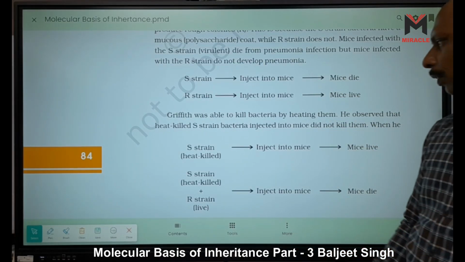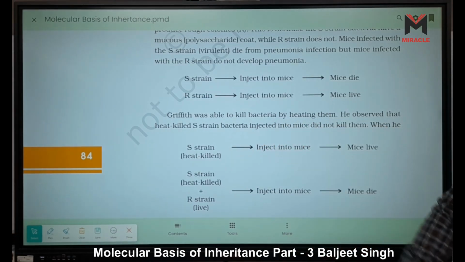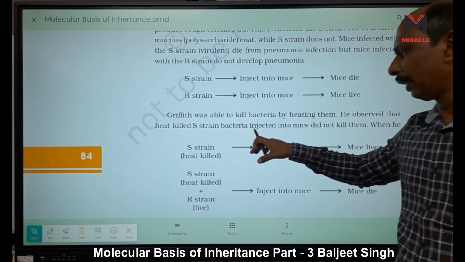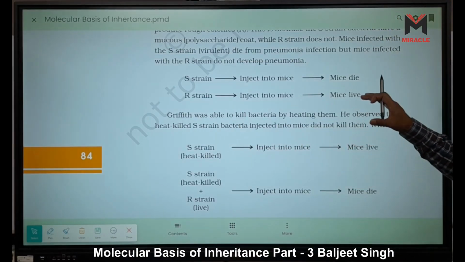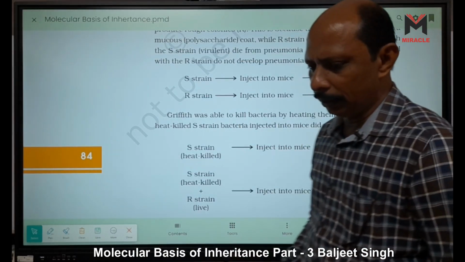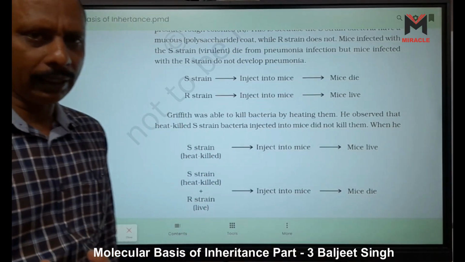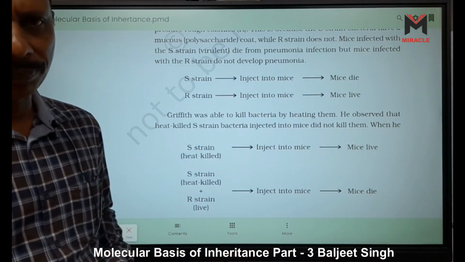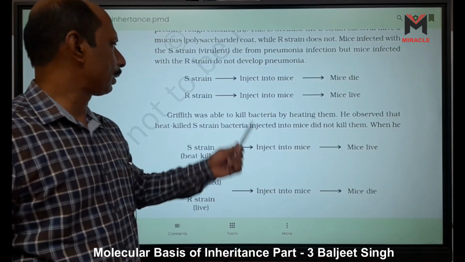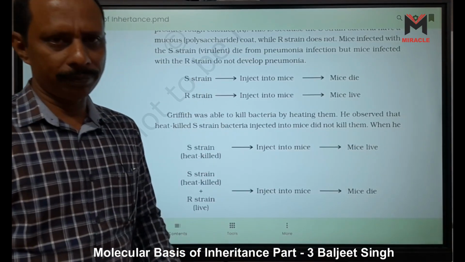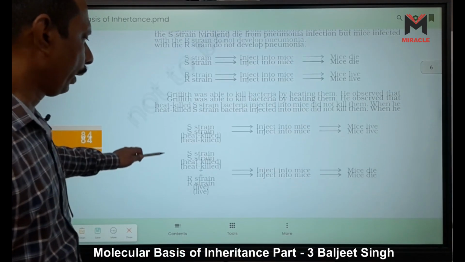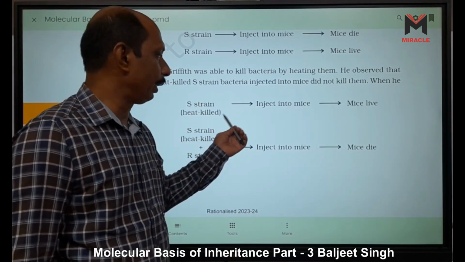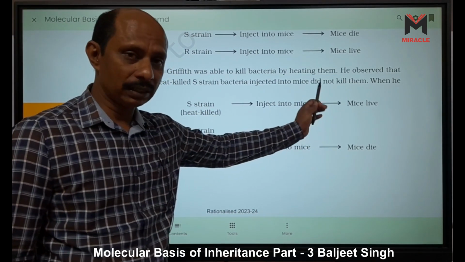So he boiled them. When he boiled them, what happens? These bacteria die. He observed that the heat-killed S-strain bacteria injected into mice did not kill them. Then he injected this dead bacteria into healthy mice, and what happens? No infection. Then he understood that these S-strain bacteria are dead.